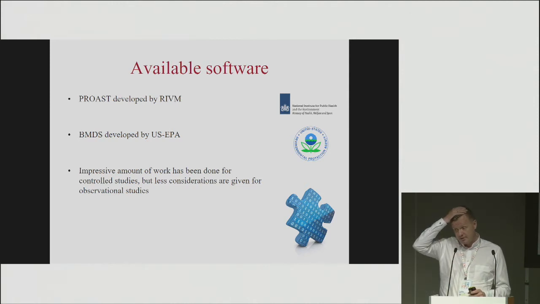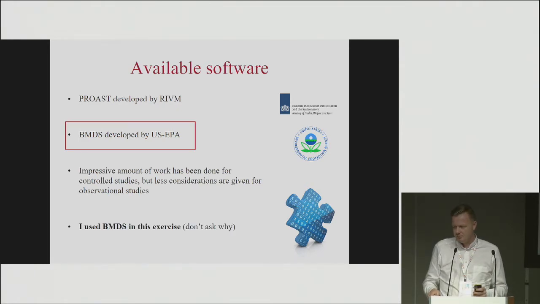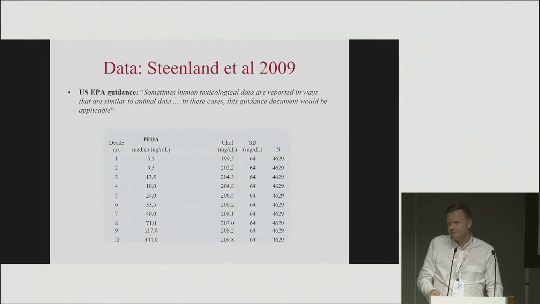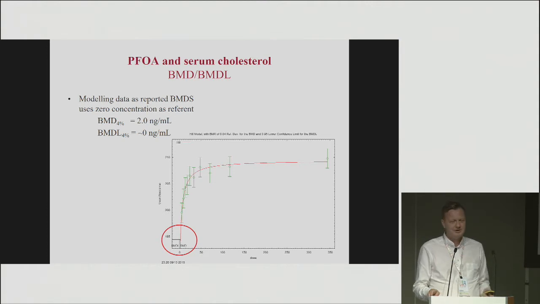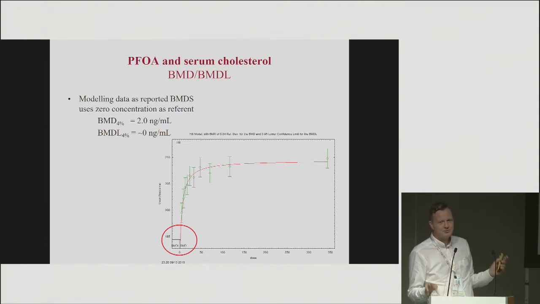They both have their strengths and weaknesses, but I found for this occasion that the BMDS was more flexible, and don't ask why. For referring to the US EPA guideline, they say sometimes human toxicological data are reported in ranges that are similar to animal data. And when I look at these data, I think this is one of the cases that the word sometimes refers to. And trying blindly to model that, you get an absolutely ridiculous value, because both software packages extrapolate down to zero, because in animals you always have the lowest dose.